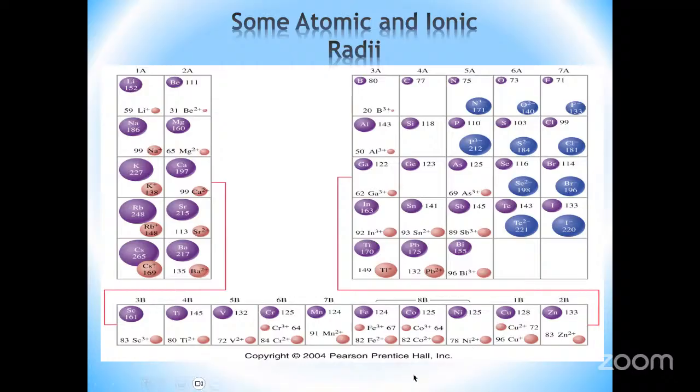Also, you can see, for example, that let's say we're dealing with some transition metal ions of different types for the same element.